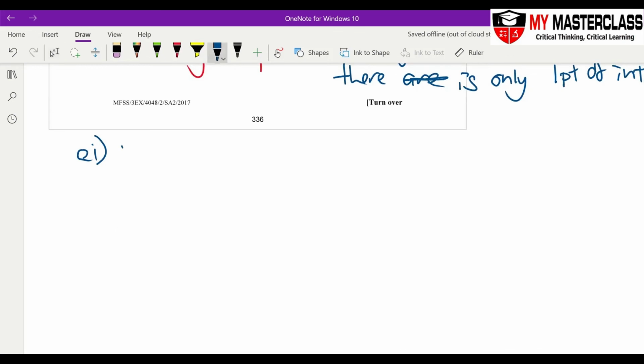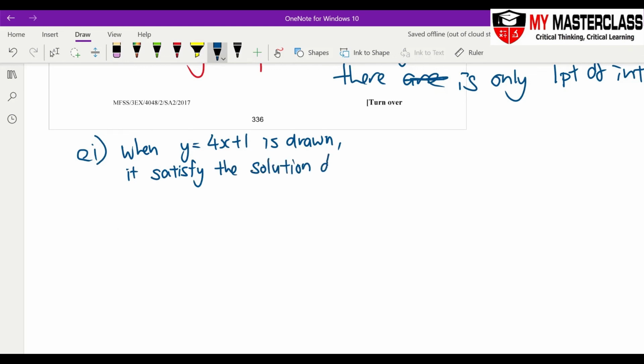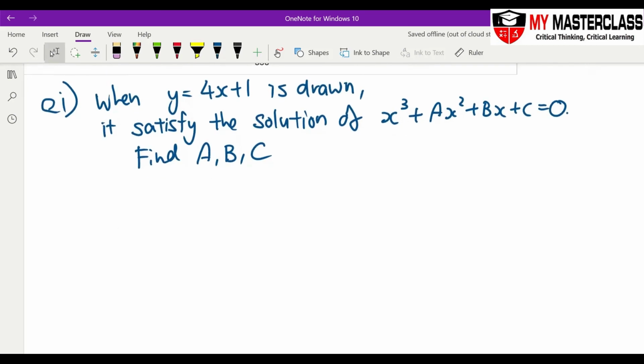Okay. Right now, when y equals 4x plus 1 is drawn, it satisfies the solution of x cubed plus ax squared plus bx plus c equals 0. Find a, b, and c. Okay, so you know what does this mean?